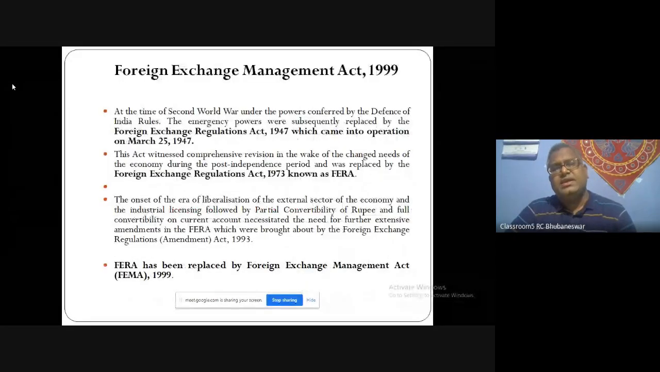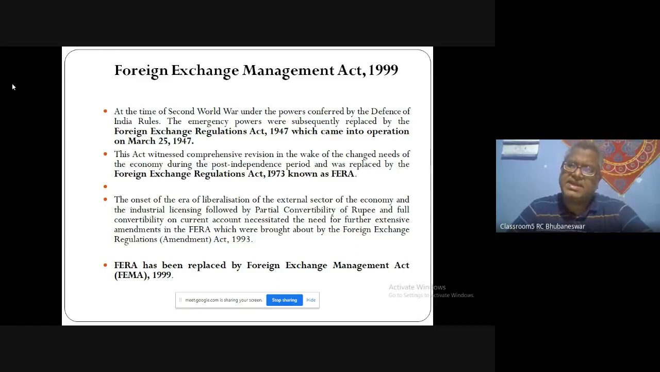Next, if you talk about legal issues, the first legal issue to focus on is the Foreign Exchange Management Act, as I have already described in other classes. After World War II, 1945, the Foreign Exchange Regulation Act came into operation in 1947, and it was reformed in 1973. In the post-independence period, it was changed several times according to the need for revision or comprehensive revision. And in 1993, the Foreign Exchange Regulation Amended Act was enacted.